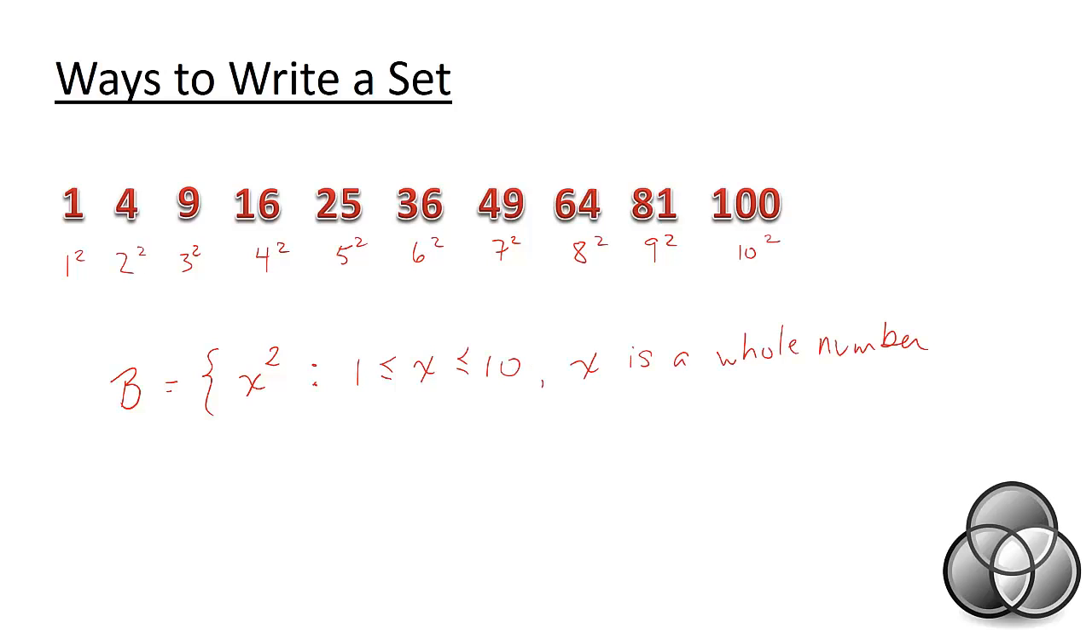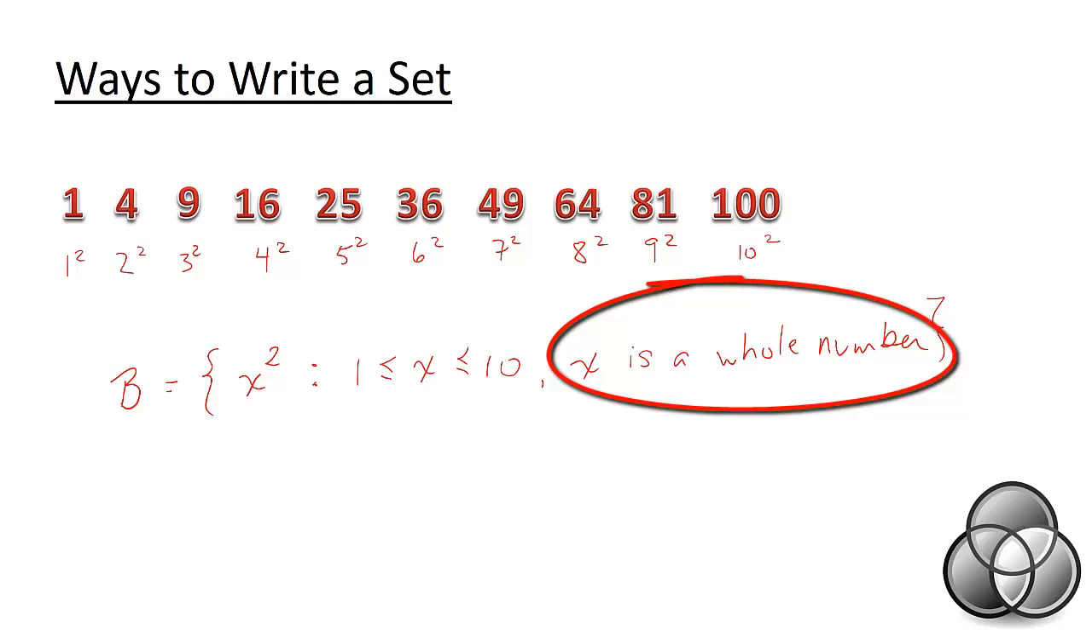This is called set builder notation, and it's read: B is the set of square numbers where x ranges from 1 to 10, and x is a whole number.